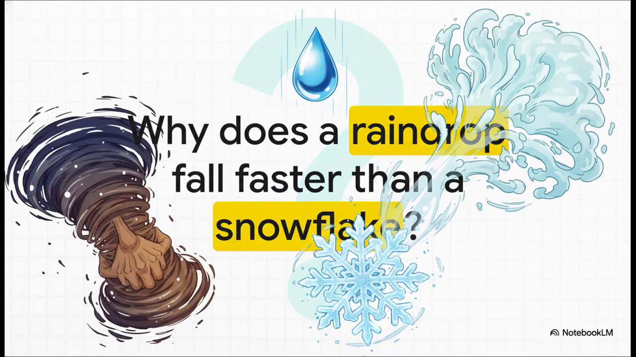So, let's start with a really simple question that you've probably asked yourself before. Why is it that a tiny, dense raindrop just plummets to the ground, but a big, delicate snowflake just sort of drifts down? I mean, they're both just water falling through the same air, right? Well, the answer is all about a fascinating tug-of-war between invisible forces.